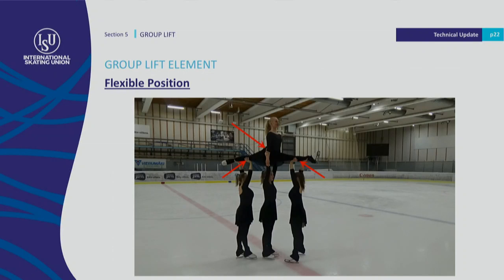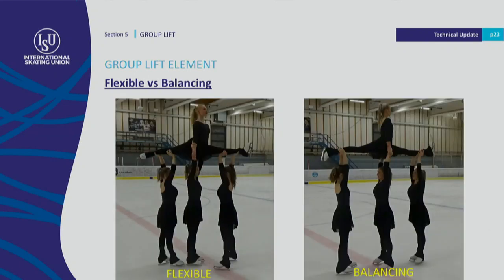In the flexible position, if using a front split, supporting skaters may support any other part of the lifted skater, not only ankles closer to the boot. They can support the knee and upper leg. However, full split must be maintained. The skaters in each group lift for the level must use the same hold.